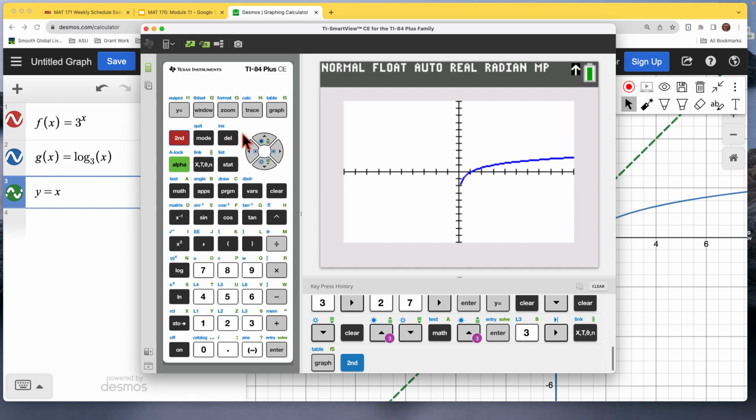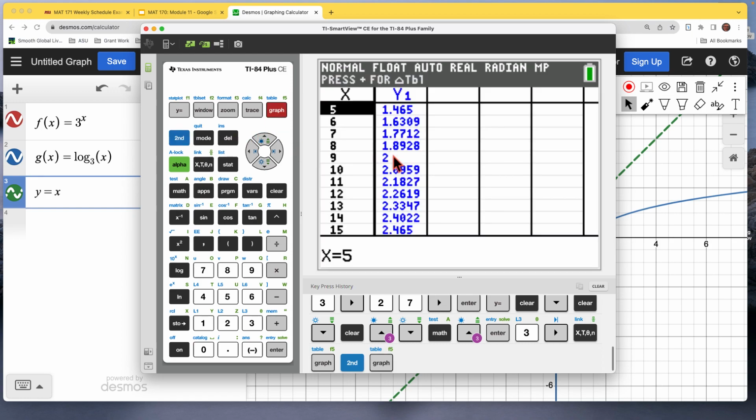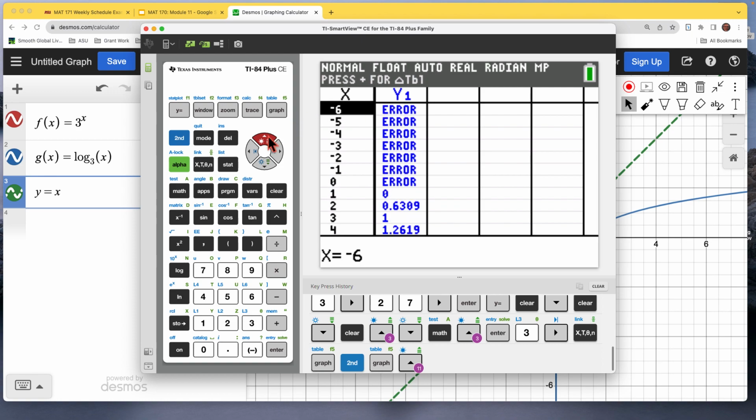But let's go to the table, and if we arrow up to 0, what happens? We get an error. You can't put a 0 into a logarithm. If we go to the negatives, you can't put negative values in. You can't take the log of negative 3, for that matter, right? Because, again, if you think backwards, what would that mean? It would mean that we could take 3 to some power and get a negative. We can't do that. We get close to 0, but we can't get negative.